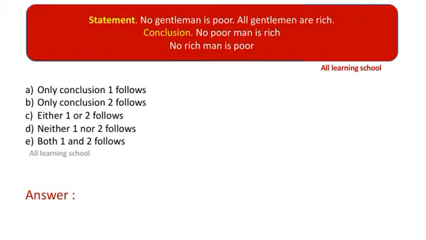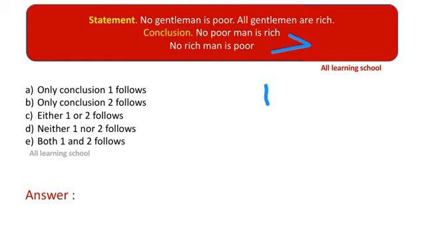Now our next question is, no gentleman is poor, all gentlemen are rich. Here the first statement is negative, the second statement is positive. If one statement is negative and the other statement is positive, the conclusion will be negative. So here the conclusion will be negative. As both conclusions are negative, both are possible according to the first rule.